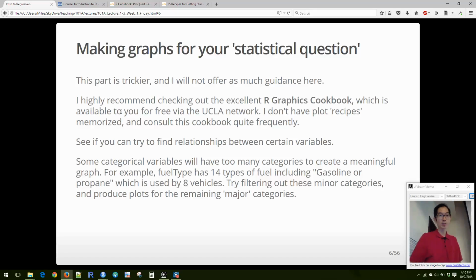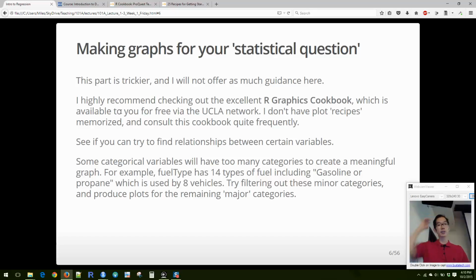The last part in your homework is making graphs for your statistical questions. This part's a little bit trickier, and it's hard for me to offer direct guidance here just because it's very open-ended in nature. Again, I highly recommend checking out the R Graphics Cookbook, and the prompt asks you to at least involve 2 variables, so effectively you're trying to see if there's some kind of relationship between variables.